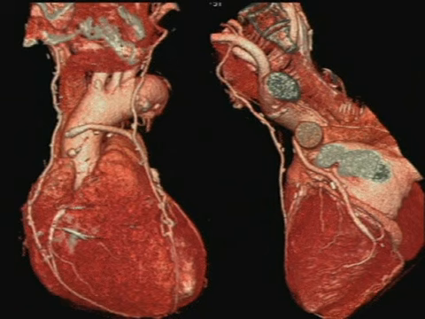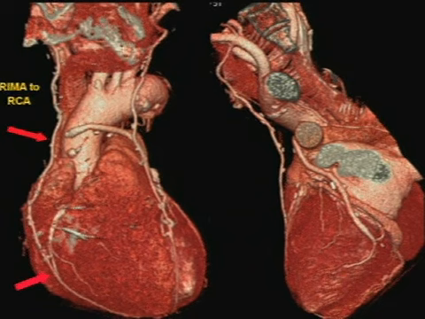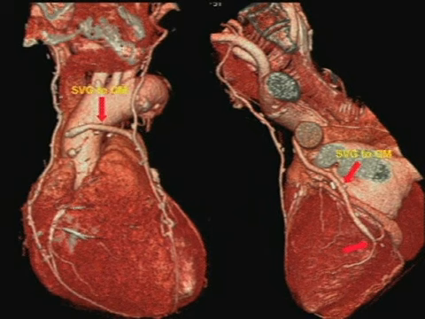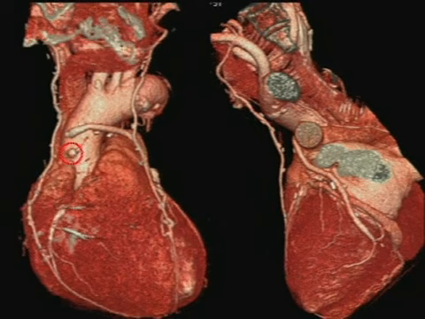Another patient here with multiple bypass grafts. This patient had a RIMA graft to the right coronary artery, had a LIMA graft anastomosed to the distal LAD, and had a saphenous graft to the obtuse marginal artery distally. And in addition, you can see again an occluded saphenous graft below the patent saphenous graft.